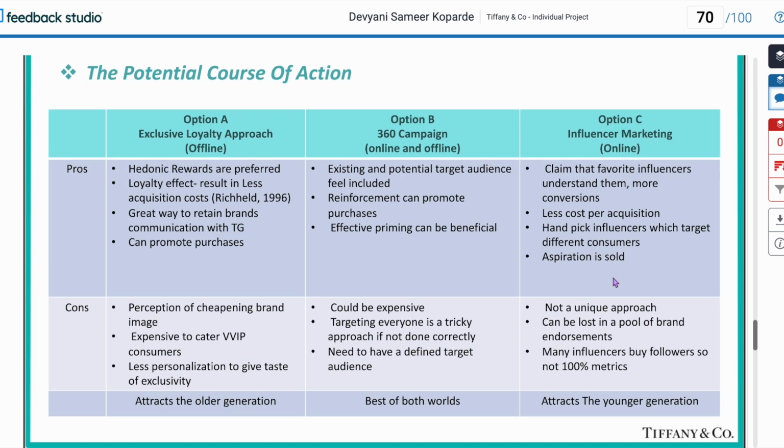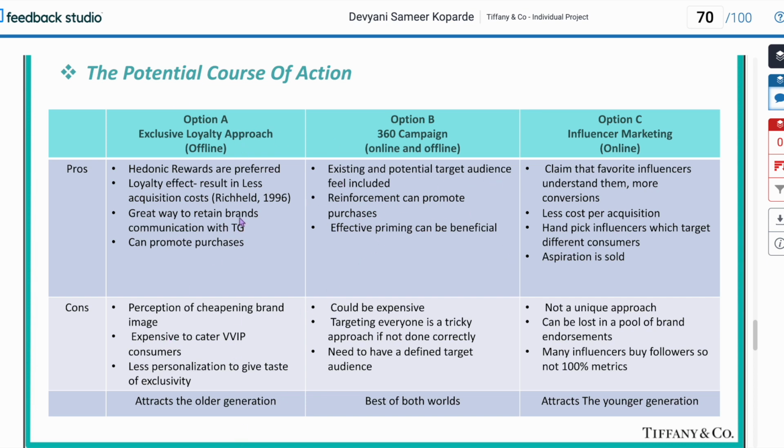Now we have a potential course of action. Here is what can happen, and what the implication of that is. If you go completely offline, hedonic rewards are preferred, again a very consumer behavior term. Then the loyalty effect, another consumer behavior theoretical term. I have tried to do that.